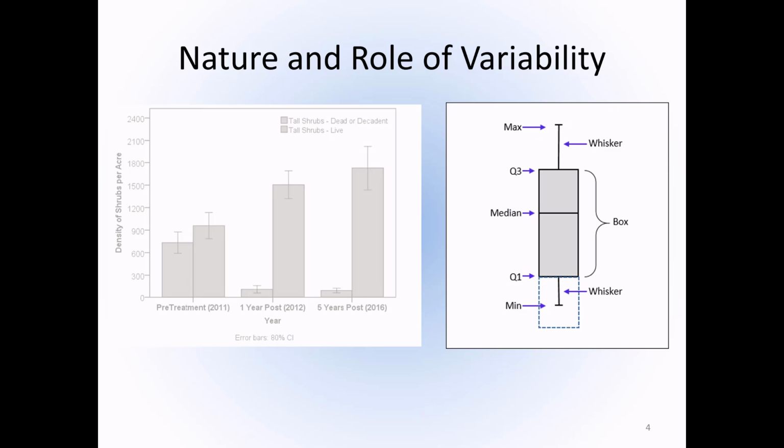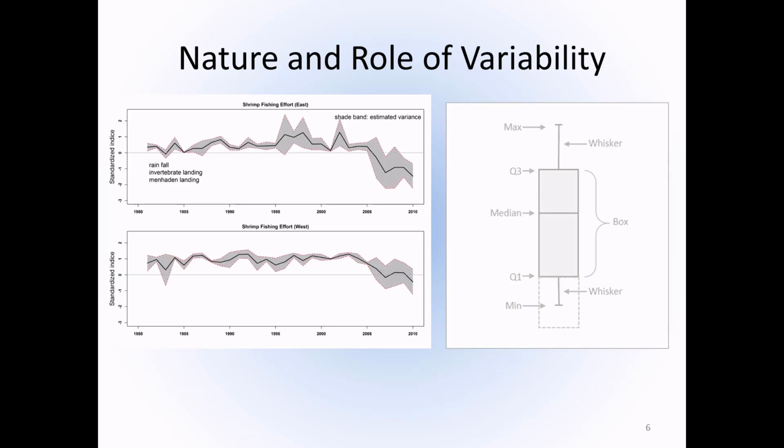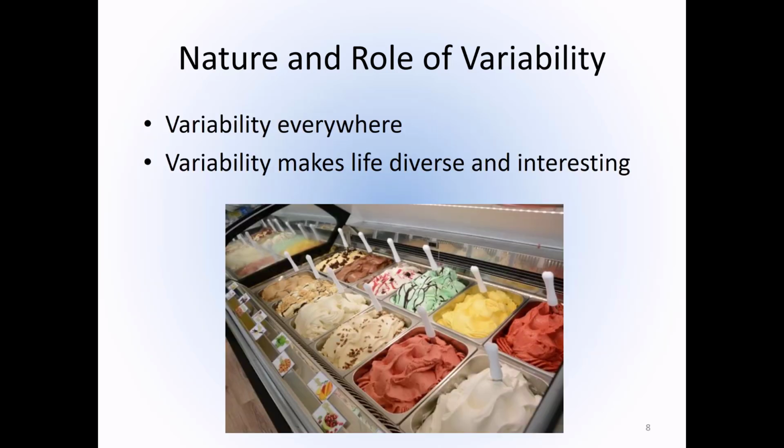And so both the size of the box as well as the extent of the whiskers provides us with information on how much variability we have in our data set. Another example, if we're looking at a line plot, the shaded gray area here informs us of how much variability we have in our data. The further the shaded area is from the line, the more variability we have in that. And so we see variability everywhere in the natural world and in our day-to-day lives, and this tends to make things a bit more diverse and interesting.